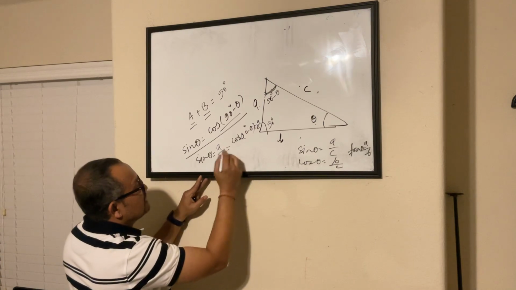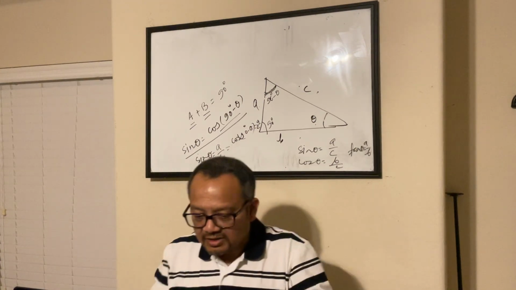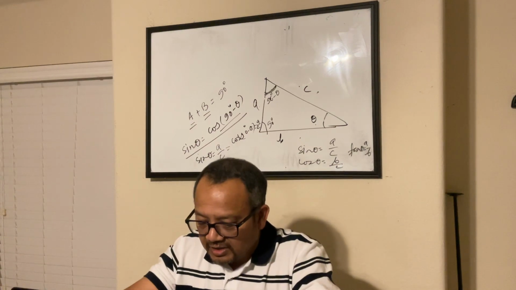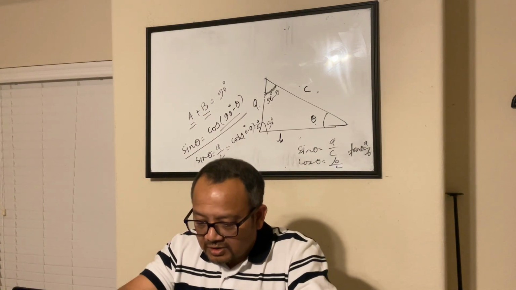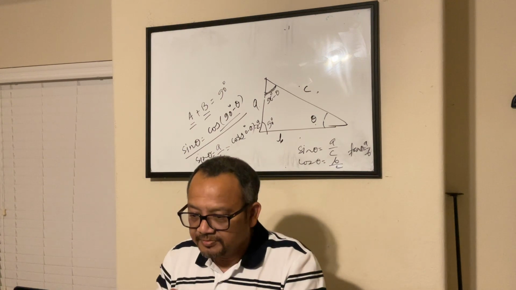Yeah. So that is the rule of complementary angle, which says sine of any angle is equal to cos of 90 degree minus that angle.